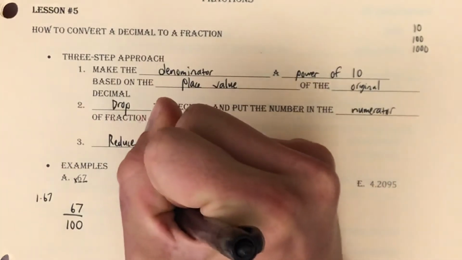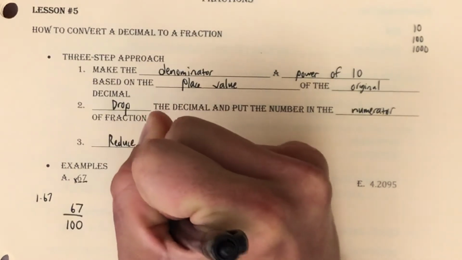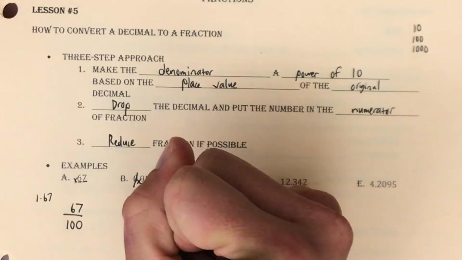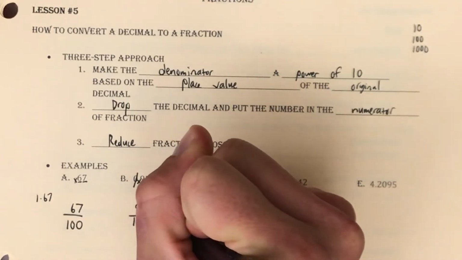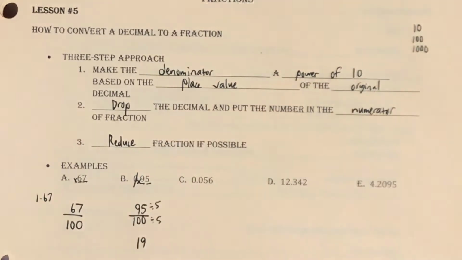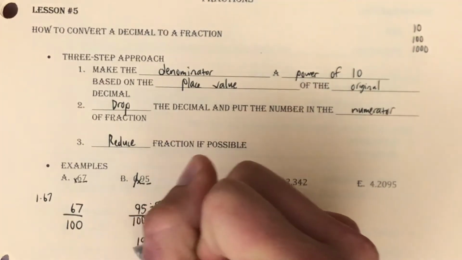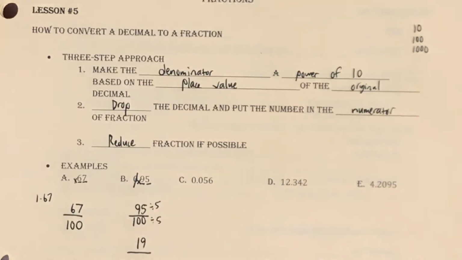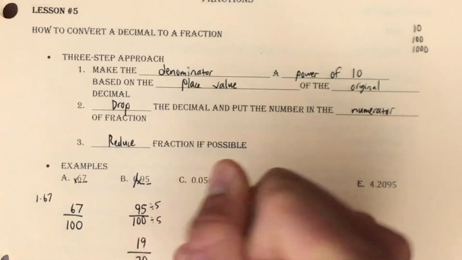So I'm going to divide by 5, divide by 5. Well, 95 divided by 5 goes in once to 9, then carry the 4, 45. 5 goes into 45 9 times, which makes a number of 19. And then 100 divided by 5 is 20.